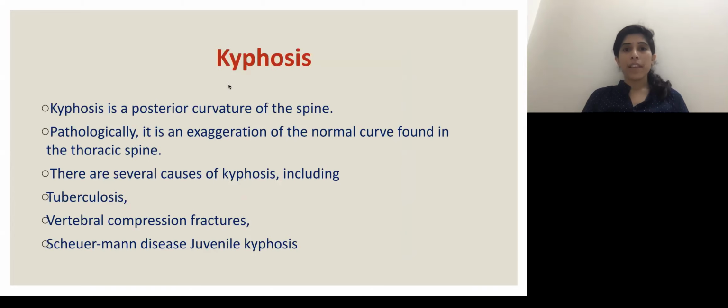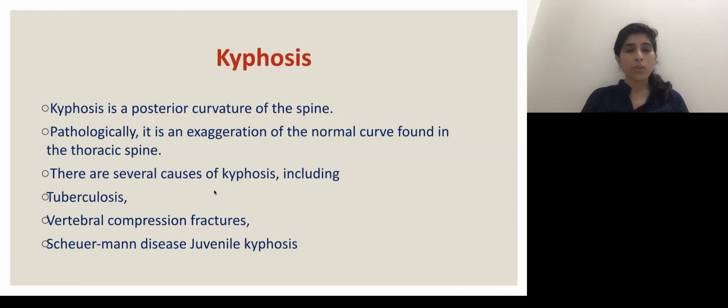Then we have kyphosis. Kyphosis is the posterior curvature of the spine, and pathologically it is an exaggerated posterior curvature of the thoracic spine. There are several causes responsible for excessive kyphosis.